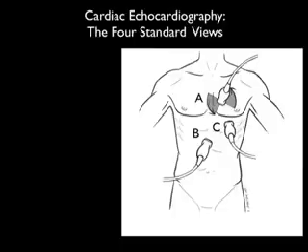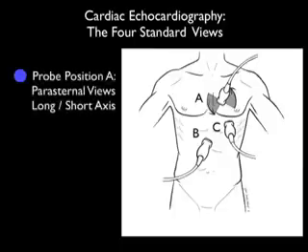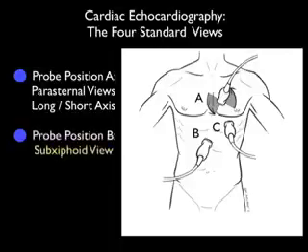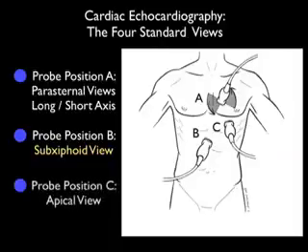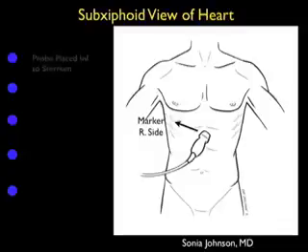In this module, we'll continue our journey through the cardiac echocardiography examinations, looking at the 4 standard views. We're specifically going to focus on probe position B, as shown in the pictorial here, the subxiphoid view of the heart. Hopefully you've joined me prior for the parasternal views as shown in probe position A, and an upcoming module on the apical view as shown in probe position C. The subxiphoid view of the heart is an excellent way of imaging the patient's heart and getting a lot of information directly at the bedside. Now let's learn how to perform the subxiphoid view of the heart.